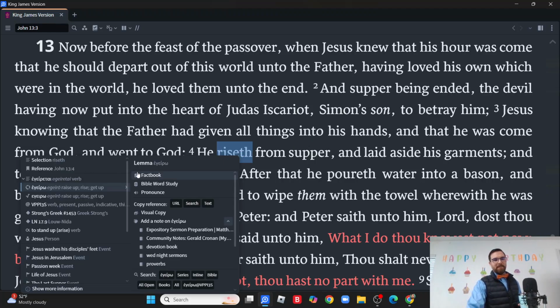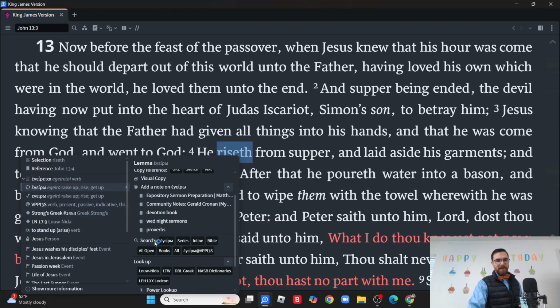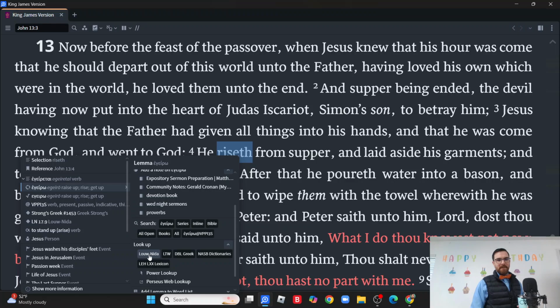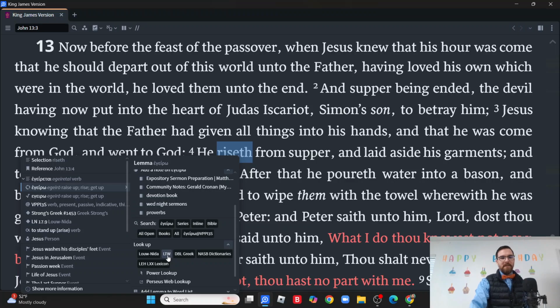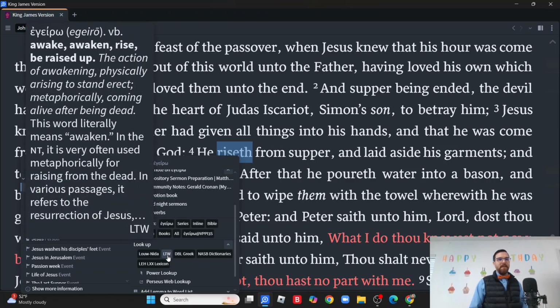If we look at this word, to get up, this is actually the one. The action of awakening, physically arising to stand erect, metaphorically coming alive after being dead. The word for resurrection.